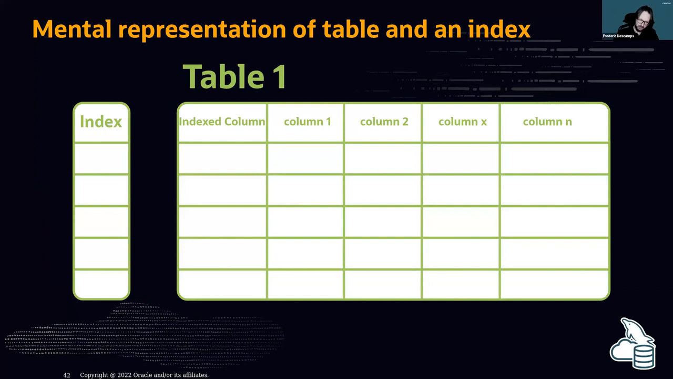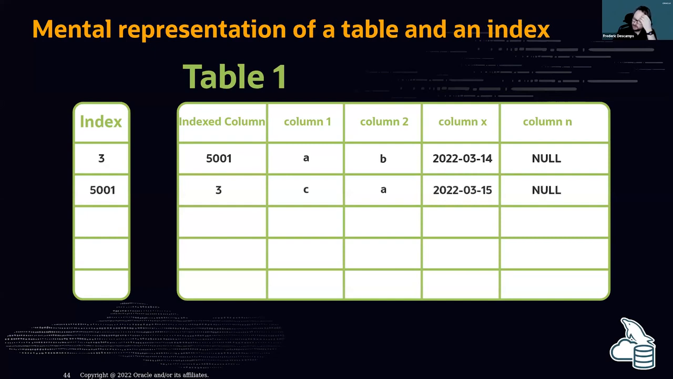So we have a table, table one, and an index next to it. So we insert a row, right? And we can see that the first column is the indexed column. So the key is 5001. So in the index, we put 5001. Then we add another column.